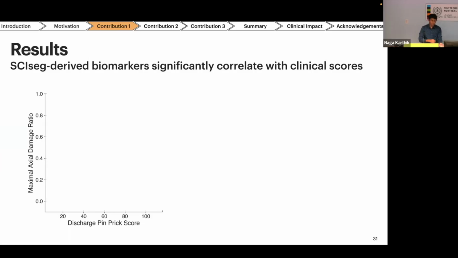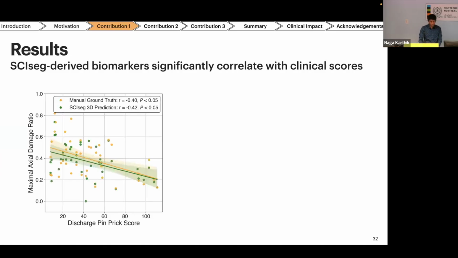And with this result, what we wanted to show was that once we compute this axial damage ratio on manual segmentations and automatic segmentations, are they correlating well? And this is what we see in this plot. In yellow, we have the measurements obtained from manual ground truth. And in green, we have the measurements obtained from SCIseg, our model. And we see that they're generally correlating well with what has been done manually.